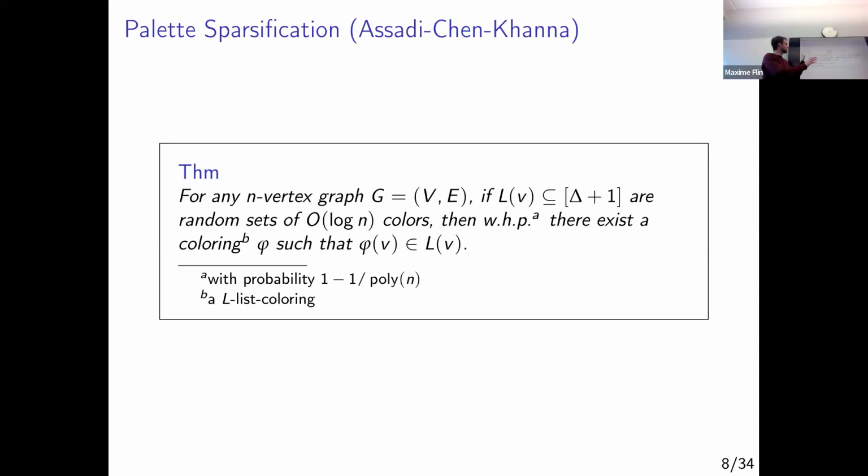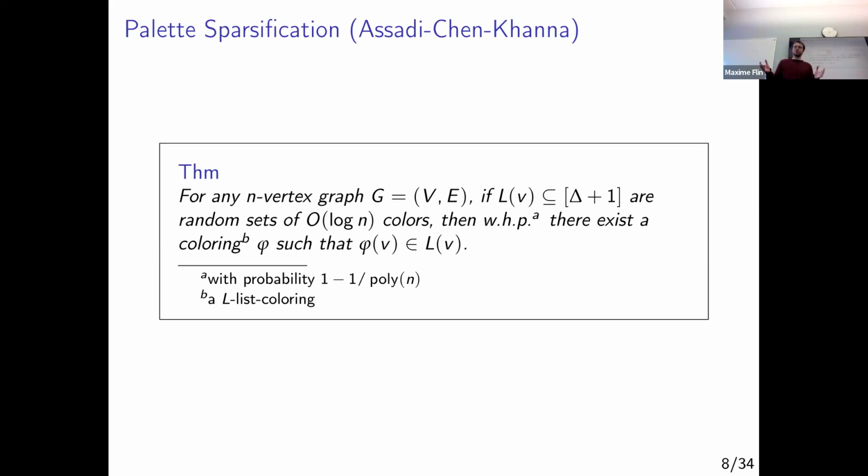And it's like an amazing theorem that says, if you're given a graph, and for every vertex you sample log n colors at random, then with high probability, you will be able to color the graph using only colors from those lists, right? Like vertex V is only using a color that's going to be in the random list. That's what we call a list coloring.